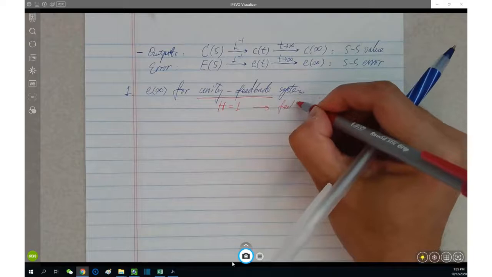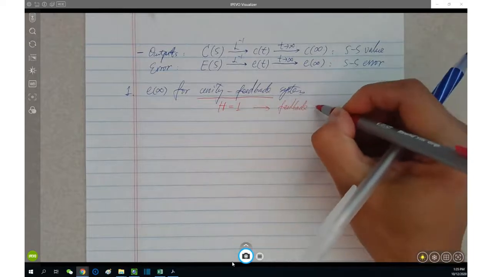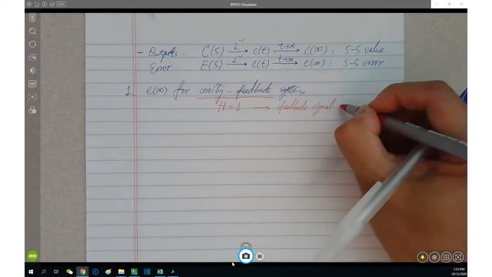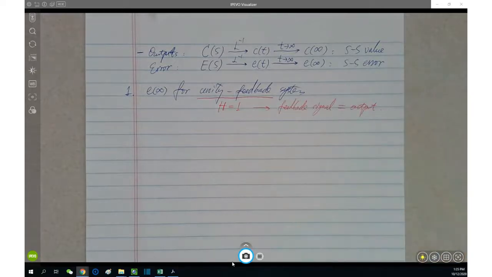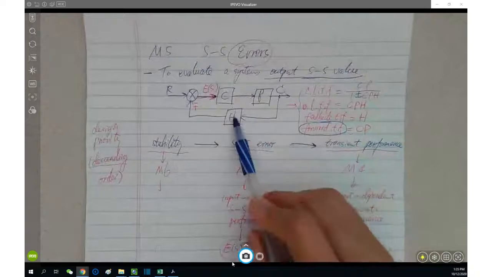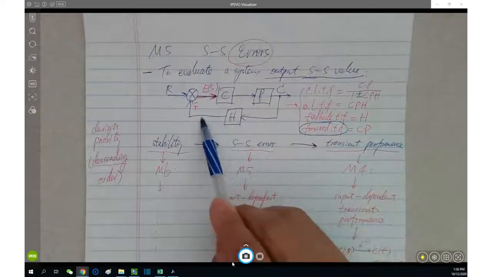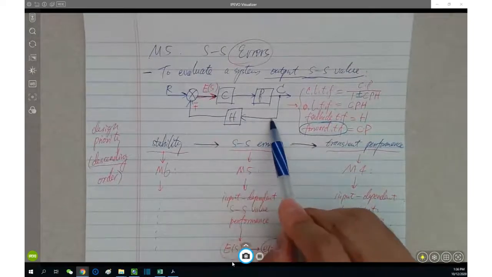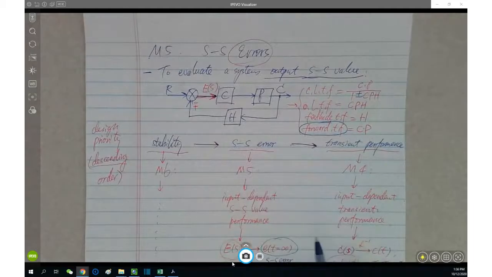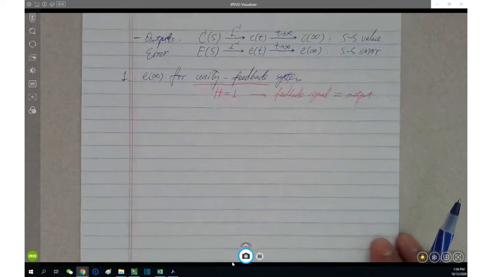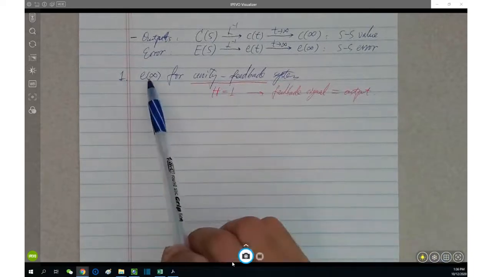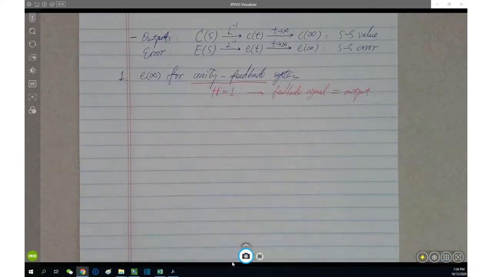The feedback signal equals the output, right? Just like here. H equals 1, and then your feedback signal here just equals the output signal. This is the unity feedback system. And then we start to look for the steady state error in the time domain. Once again, time domain.